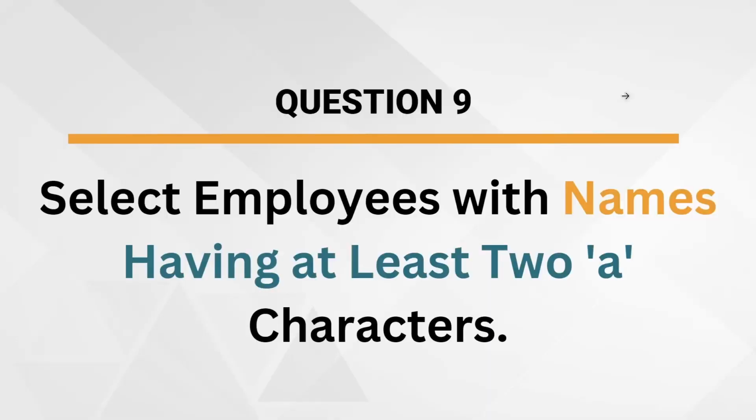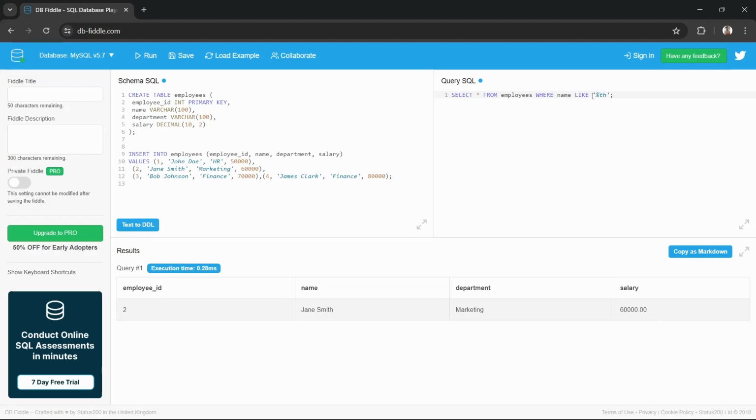Now, if you want to select the employees with names having at least 2 A characters, in the condition after LIKE, just write '%A%A%'. Now let me explain to you why. The condition is that it should have 2 characters.